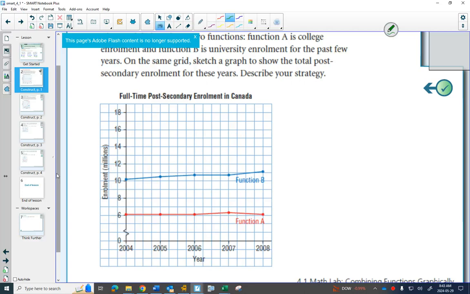universities. And if you wanted to do graph plus graph, the question would ask, how many total people are in post-secondary? So if I add 6 million plus 10 million, I get just over 16 million. And in 2005, it's a little bit more. In 2006, it looks like it would almost be 17 million. And then in 2007, looks like it would be... And in 2008, it will be over.